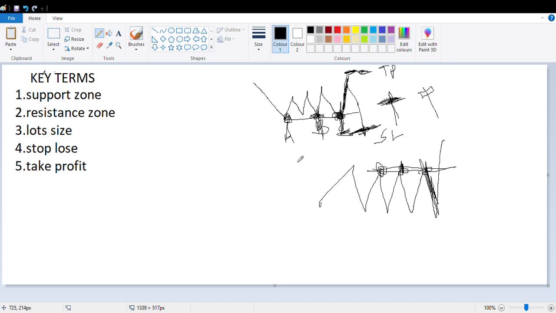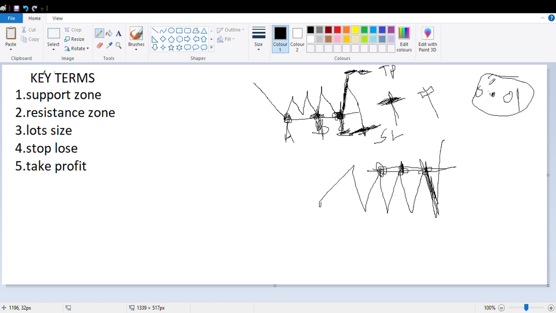And then the third on our list is lot size. Lot size is the amount you want to risk. For instance, the least lot size is 0.01. This is the least lot size you can use as a beginner. So 0.01 is the lot size.